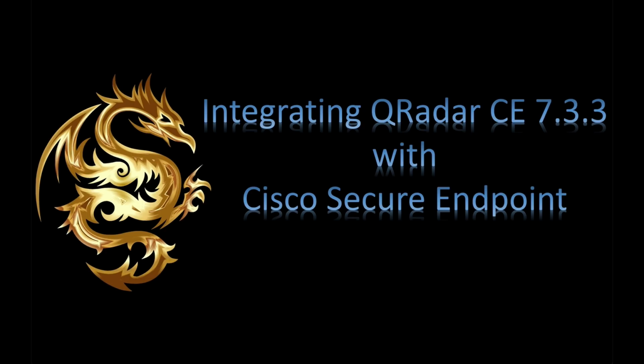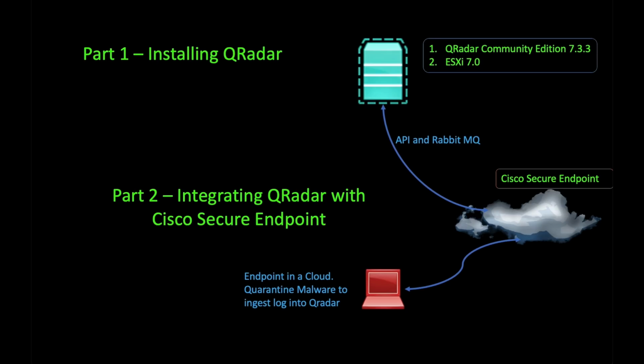Today I'm going to try and do a quick tutorial to show you how to integrate QRadar Community Edition, the latest 7.3.3, with Cisco Secure Endpoint, formerly known as Cisco AMP for Endpoint. Hopefully this video will help those who need to ingest the Cisco AMP for Endpoint logs into QRadar. I've been trying to find documentation or videos on this and found it a little bit challenging. So I thought I might as well make a video for those who need it.